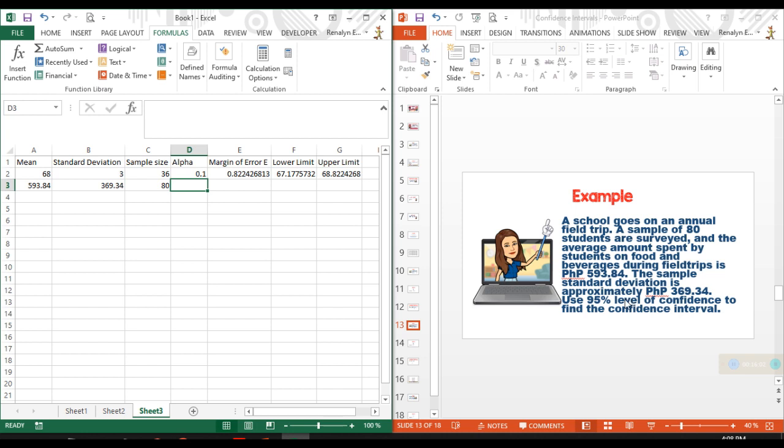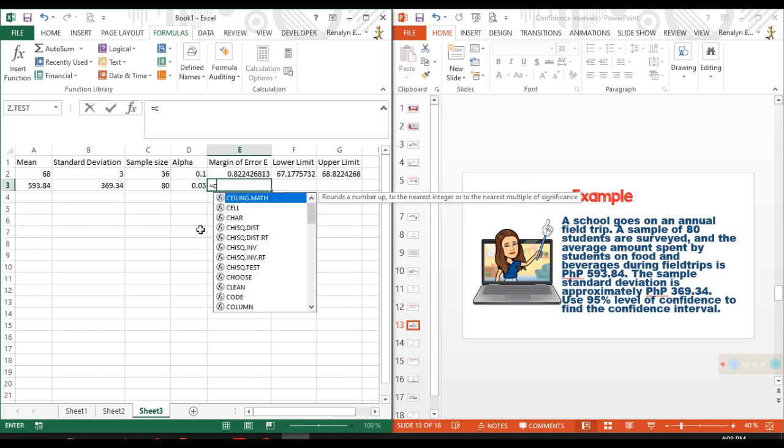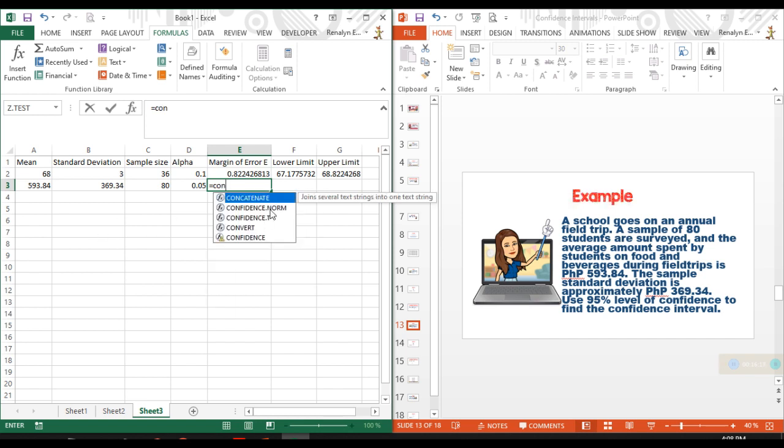Alpha natin, 95% daw. Di 100 minus 95 is 5. 5% in decimals is 0.05. Okay? Margin of error. Parehas lang yung gagamitin natin na formula. Confidence.norm. Input natin si alpha. Input natin si standard deviation. And nagahang na siya ulit.